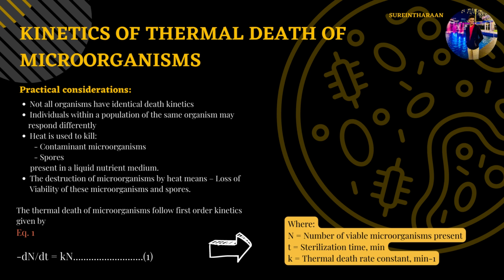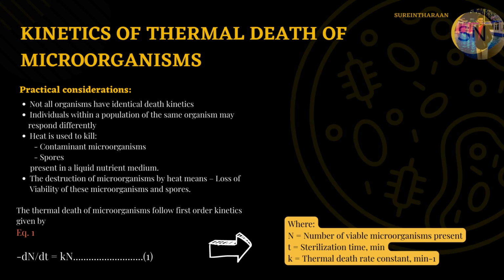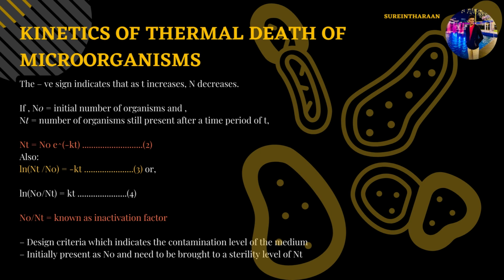The thermal death of microorganisms follows first-order kinetics given by equation 1, which is negative dN over dt equals kN, where N equals the number of viable microorganisms present, t is sterilization time in minutes, and k is the thermal death rate constant, and the unit is 1 per min. According to equation 1, the negative sign indicates that as t increases, N decreases.